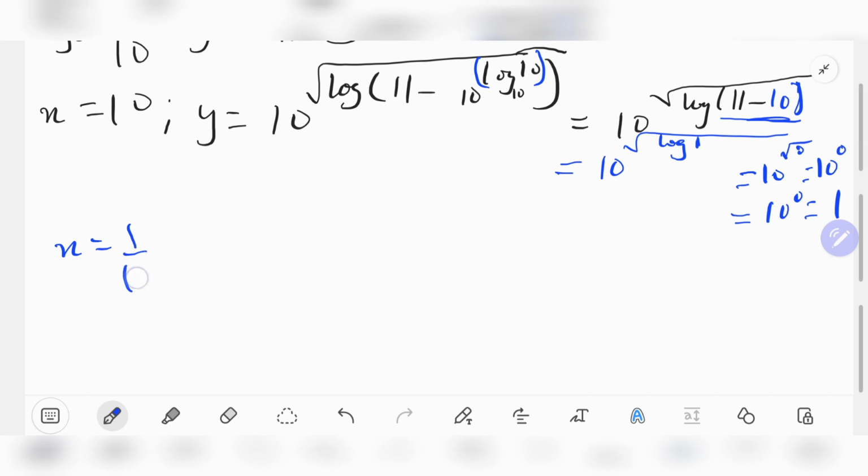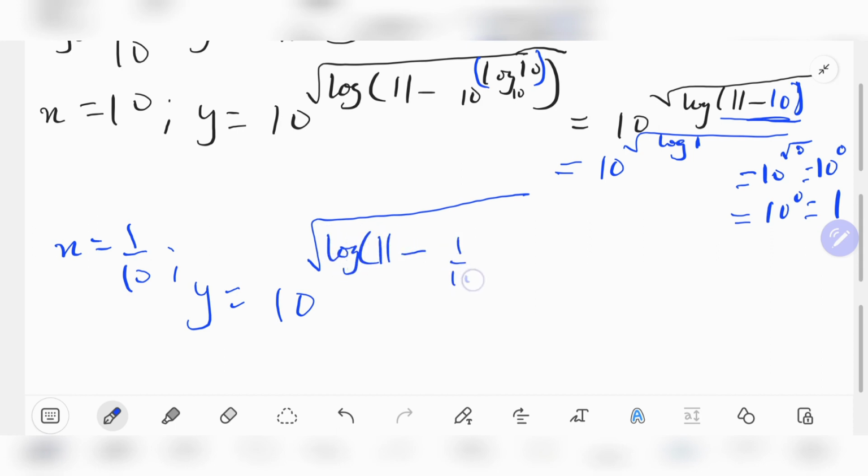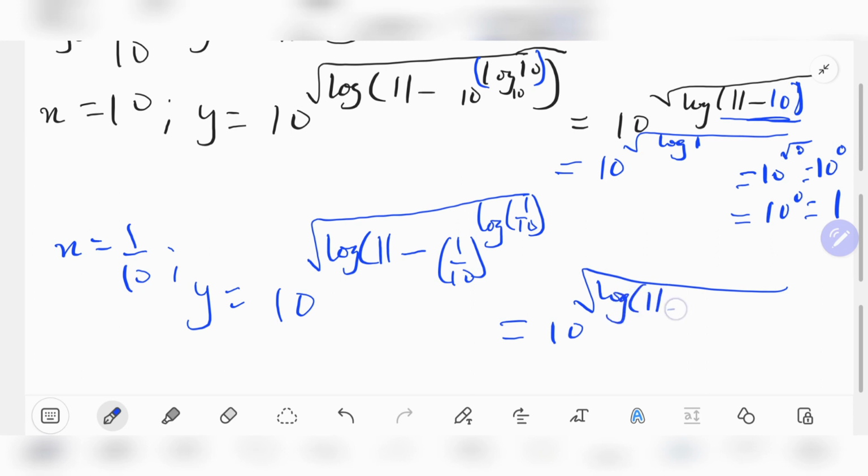X is equal to 1 out of 10. Then y will be equal to 10 to the power square root of log 11 minus 1 out of 10 raised to the power log 1 out of 10. Simplifying it, 10 raised to the power square root of log 11 minus, now 1 out of 10 is the same thing as 10 raised to the power minus 1.